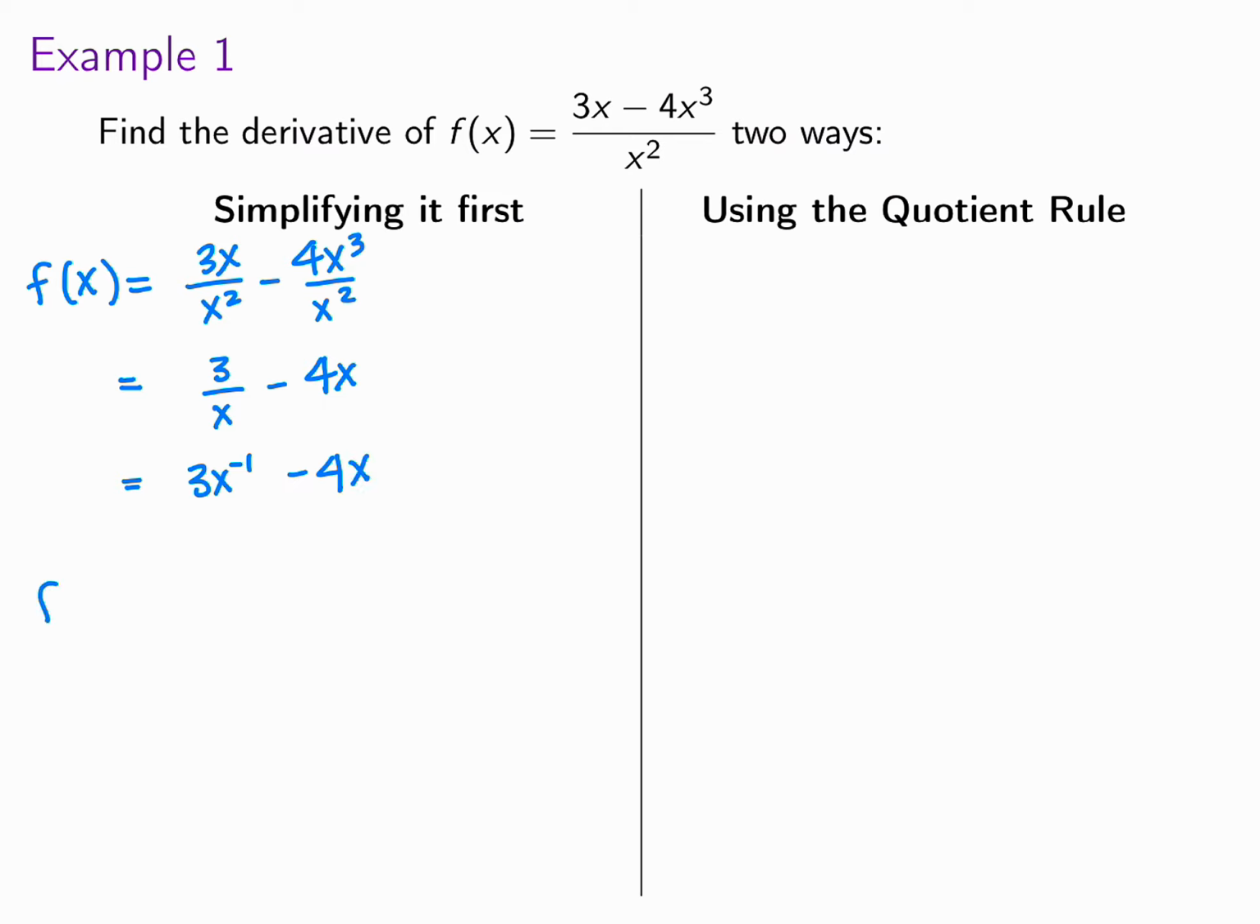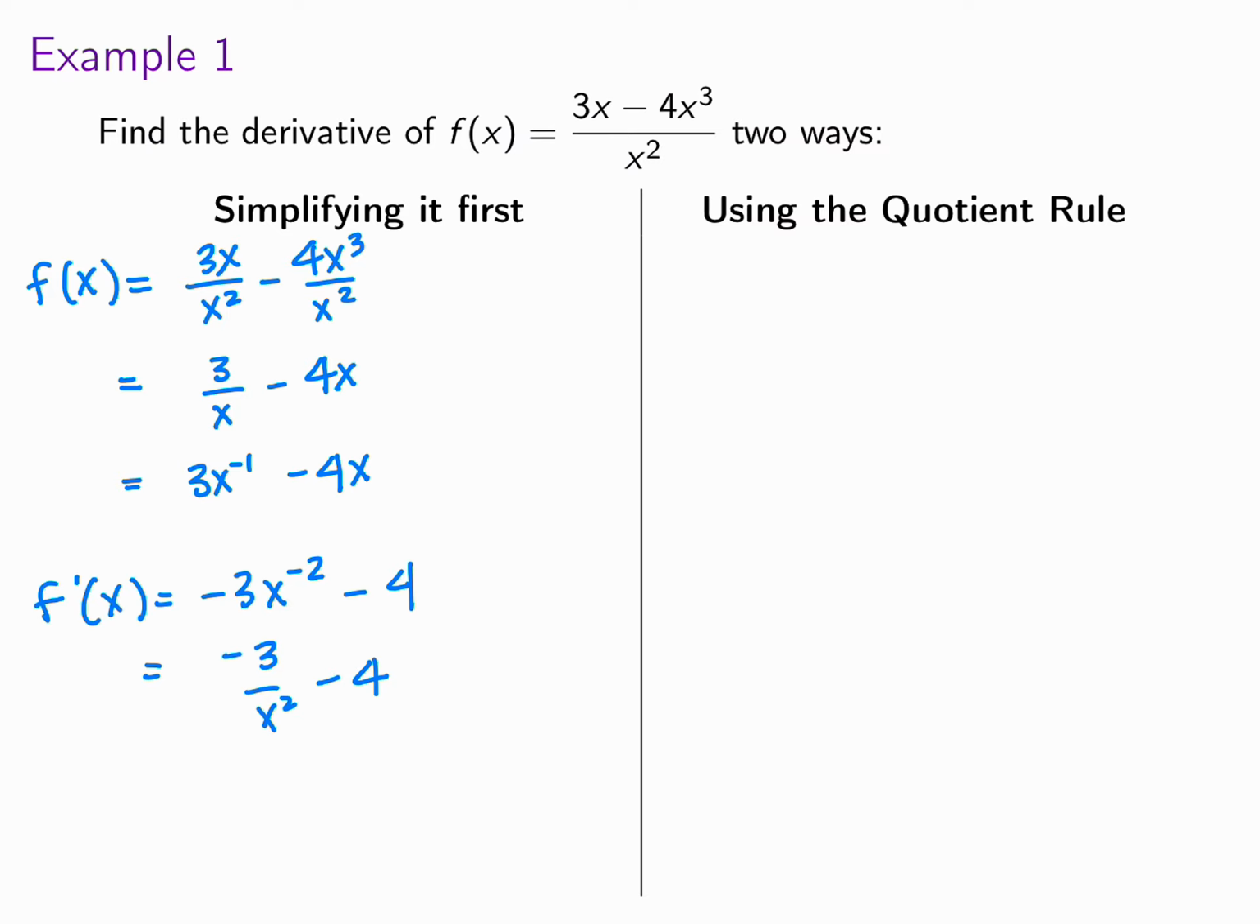All right, time for calculus. f prime of x will be negative 3x to the negative 2 using the power rule minus 4. Or if you prefer, you can rewrite it as negative 3 over x squared minus 4. Either of those is okay.